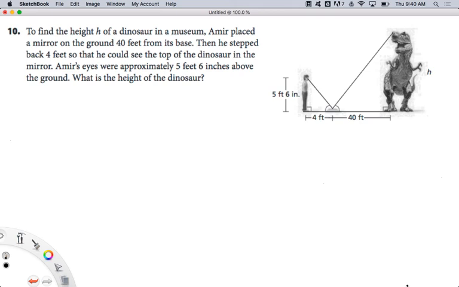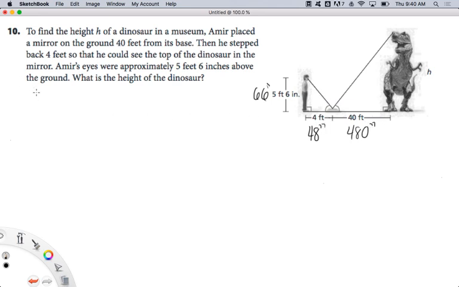Now, I know these are similar triangles, but it's 5 feet 6 inches, 4 feet, and 40 feet. Before I just plow right into this problem, what should I do? Change it all to inches. Good. Yes, I got to get them all to similar units. So I multiply by 12: 48, 480. 5 times 12 is 60. 60 plus 6 is 66. So that's all that in inches.